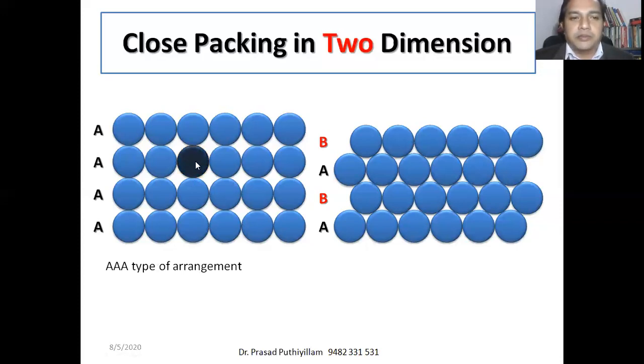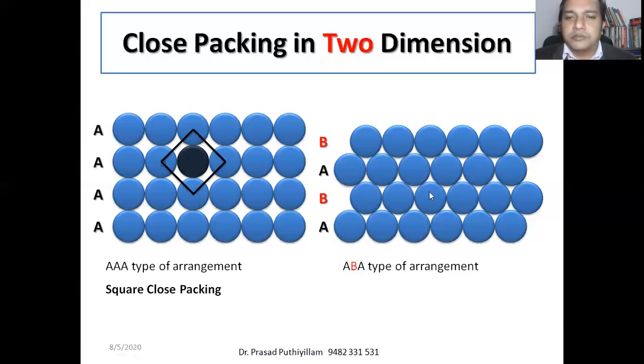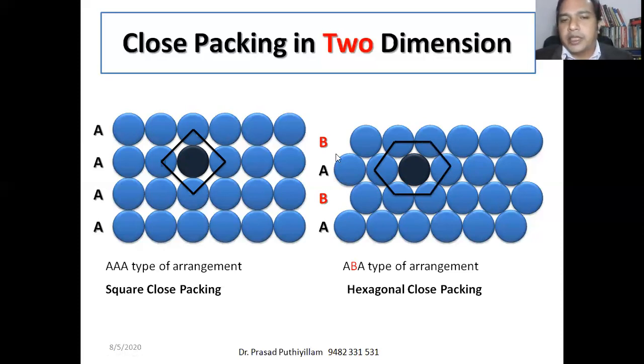If you consider any one atom, and observe how many atoms are attached nearby, we can see the close packing will be square close packing. Here you can observe that it is square close packing. Whereas in ABAB type, if we consider one atom and check the number of atoms nearby, you can see the shape will become a hexagonal close packing. So usually AB type arrangement creates the possibility of getting hexagonal close packing structures.